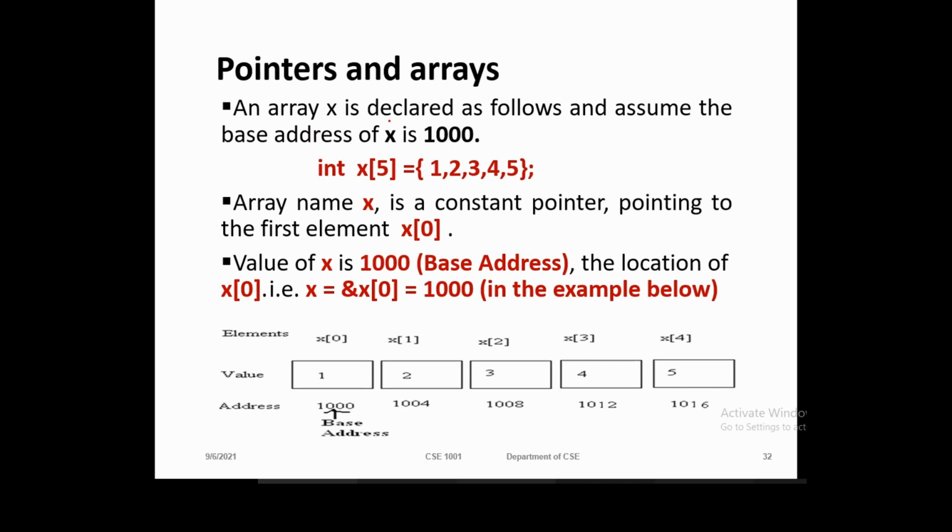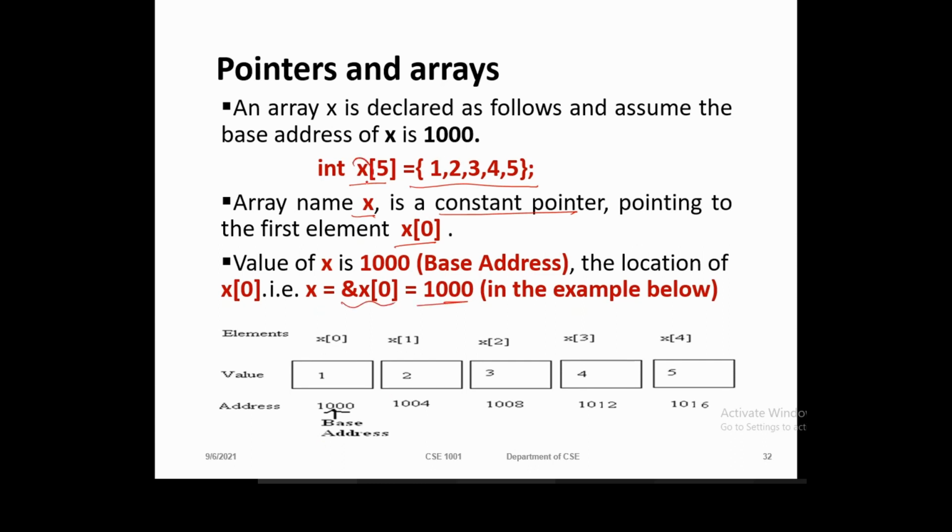Okay, so an array is declared as follows, and assume the base address is 1000, and it is of integer type, and we are assuming 4 bytes are required for storing integers in that system. So we are declaring an array here as well as initializing the elements of the array. Array name is x. It is a constant pointer pointing to the first element x0. So if we talk about the value of x, then it will be 1000. So the value of x is 1000, that is the base address, and the location of x0, that is x equal to ampersand x0, equals 1000.